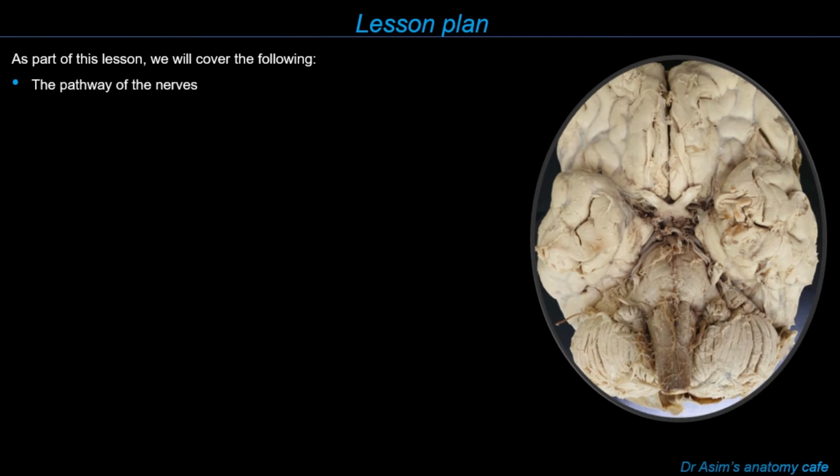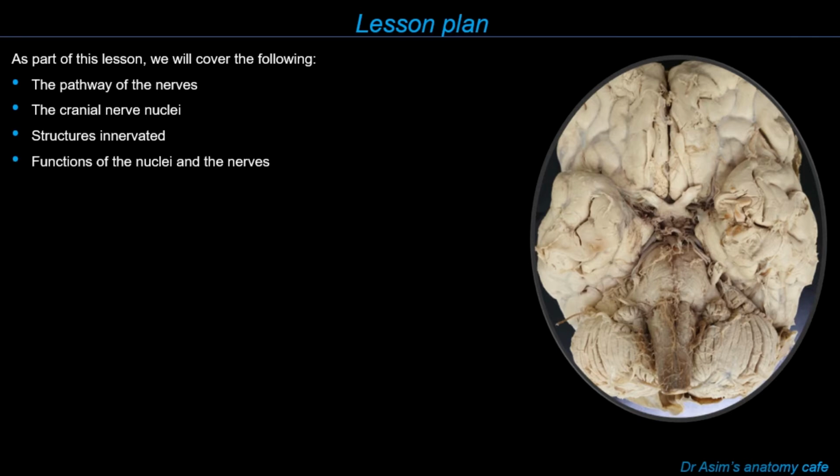So, as part of this lesson, first we'll talk about the pathway of the third, fourth, and the sixth cranial nerves. Next, we'll learn about the nuclei, which give off different neurons contributing to these three cranial nerves. Then we'll talk about the structures innervated by these three nerves. Next, we'll talk about the functions of the cranial nerve nuclei contributing to the formation of these three nerves. By doing so, we will understand automatically the functions of the cranial nerves as well. Lastly, we'll apply this information clinically to understand the clinical deficits associated with the lesions of these nerves.